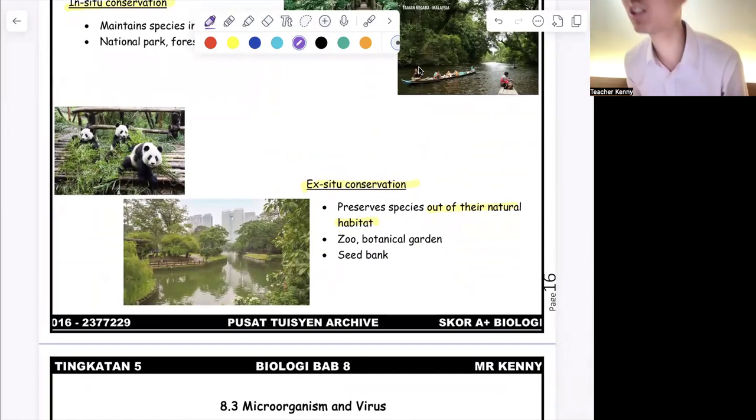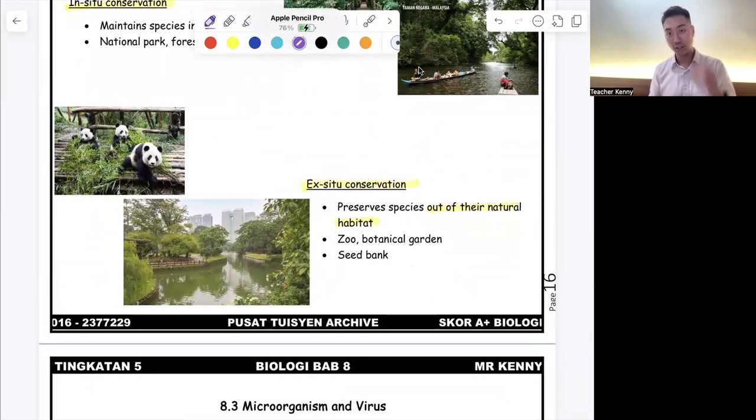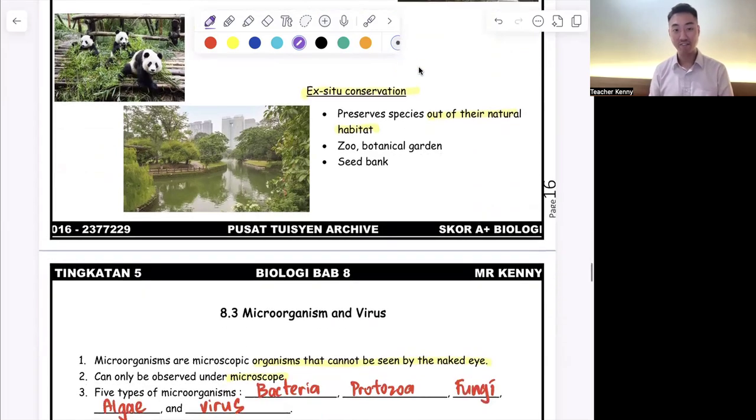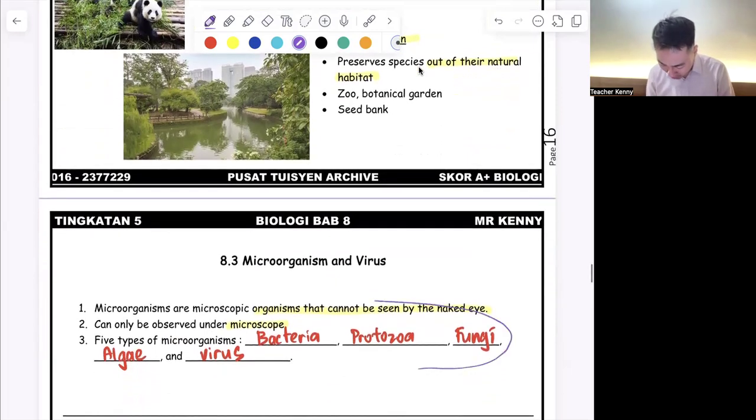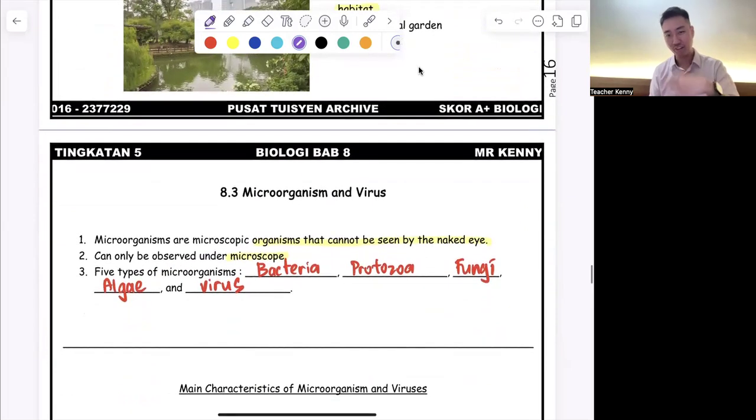Type it out first. Let's do a short recap. What are the 5 groups of microorganisms first? Step 1. Algae, bacteria, protozoa, fungi, and virus. Okay, is there a way I can make something easy to memorize? Cannot. BAVPF. Okay, cannot. Let me find if there's a way.